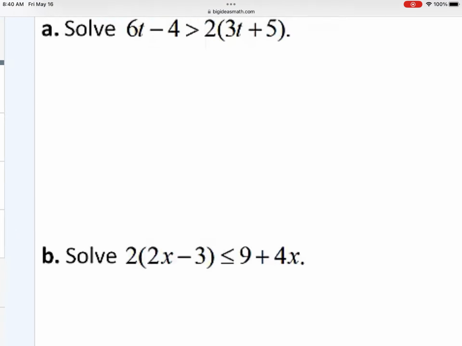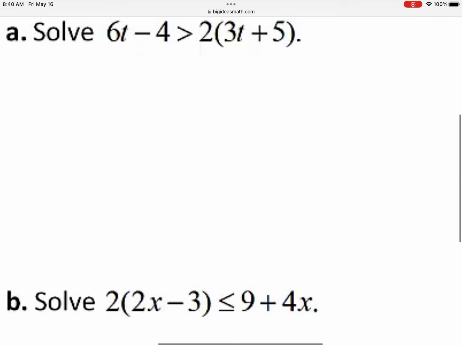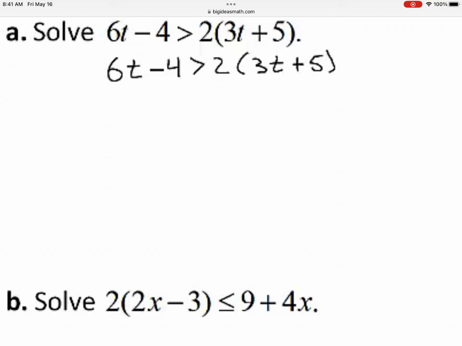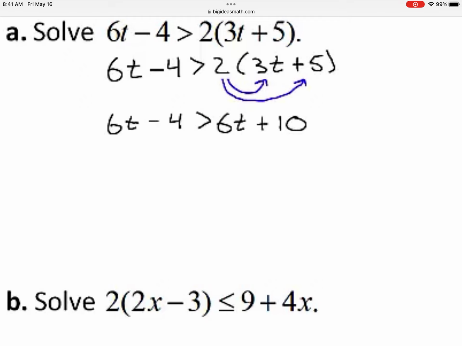Part A. Solve 6t minus 4 is greater than 2 times the quantity 3t plus 5. First write the inequality. 6t minus 4 is greater than 2 times the quantity 3t plus 5. Next use the distributive property. Because 2 times 3t equals 6t and 2 times 5 equals 10, 6t minus 4 is greater than 6t plus 10.